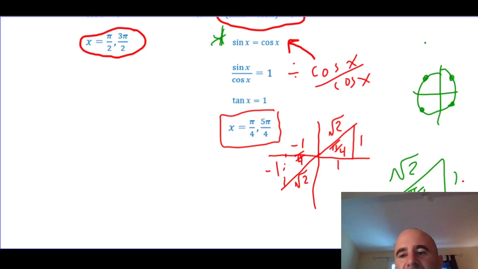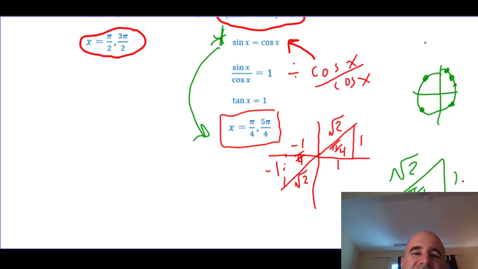Anywhere else on the unit circle, it's impossible for x and y to have the same value, okay? If I go up into here, for example, then my y value is bigger than my x value. Down here, my x value is bigger than my y. And so this is the only place where sine and cosine are equal.